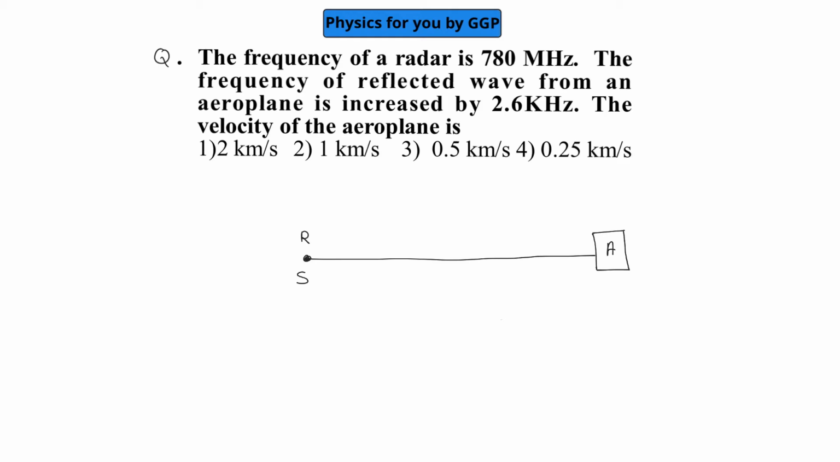So the frequency received by the aeroplane is nothing but the frequency which is reflected by it, and we can assume that this aeroplane is moving towards the radar with a velocity v. That's why there is an increase in frequency, otherwise the frequency would decrease. So first we can find the frequency which is received by the aeroplane, and here it is the case of propagation of a light wave. So we'll always consider that the observer is at rest and the source is moving. So we can use that equation. It is n0 into c divided by c minus v.